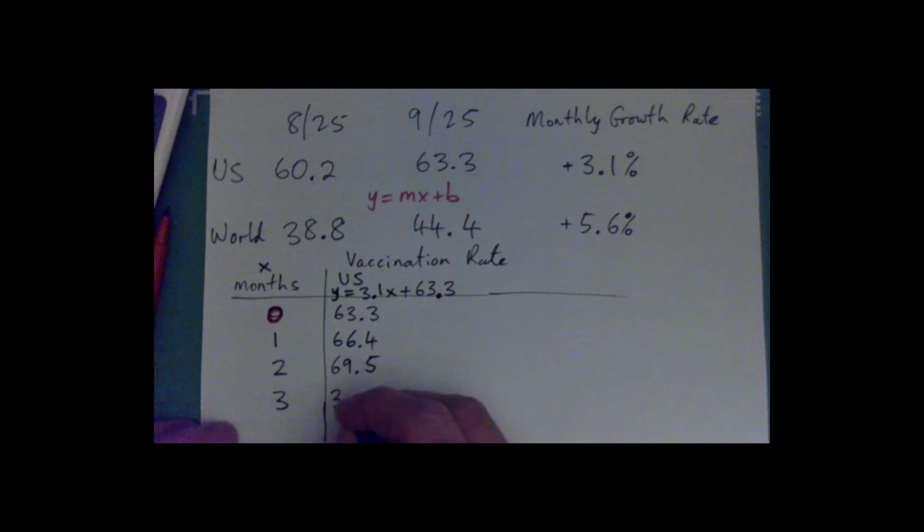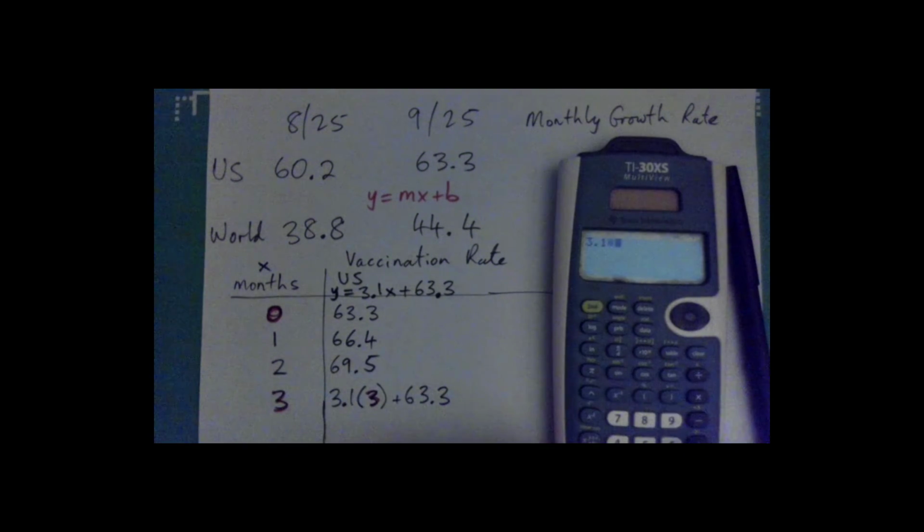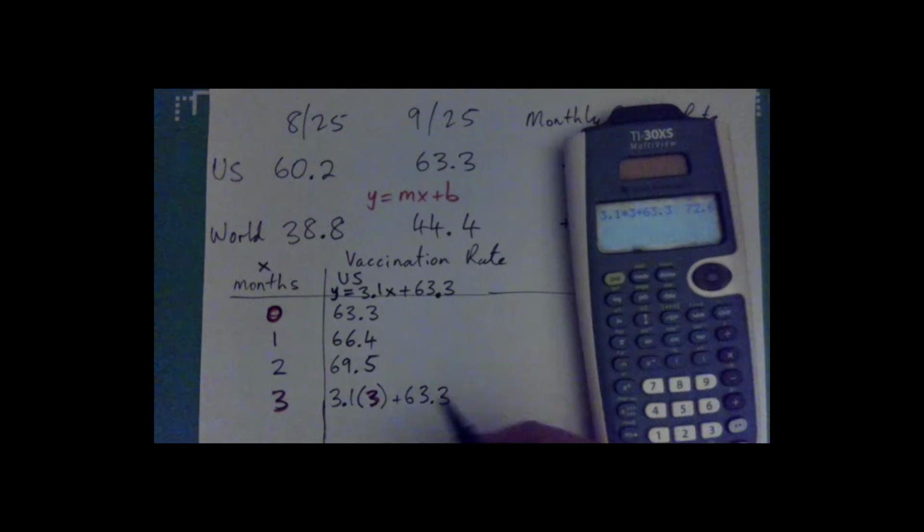So test that for 3 months. It should be 3.1 times 3, plus 63.3, and see if that makes any sense. Right, so it's about 72.6. That makes sense, doesn't it? Yeah. Right, okay.